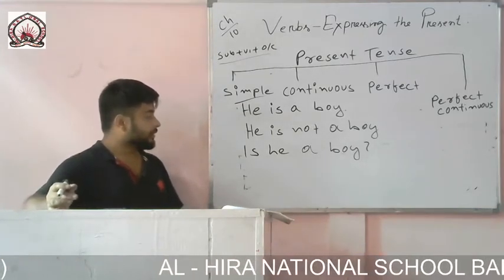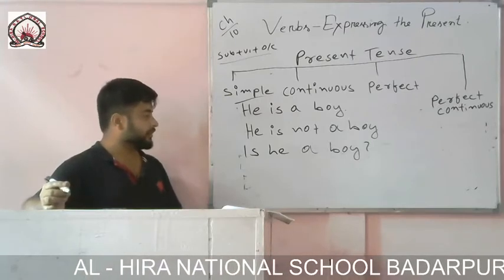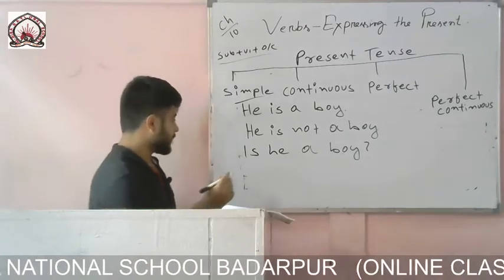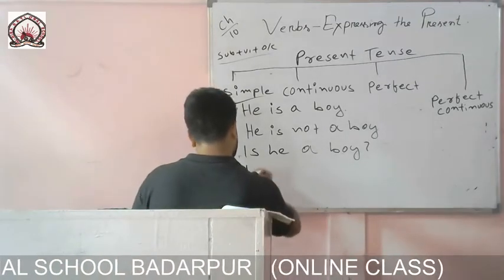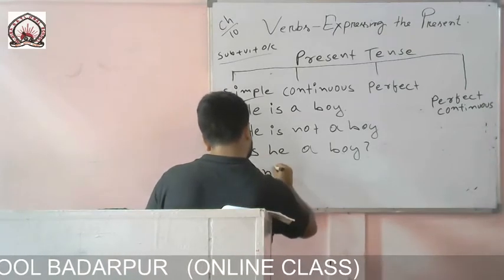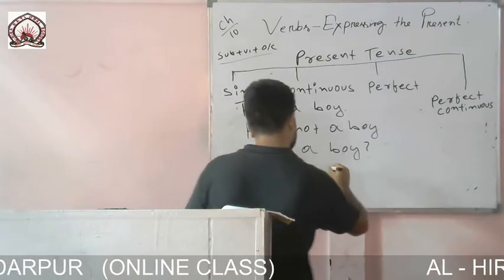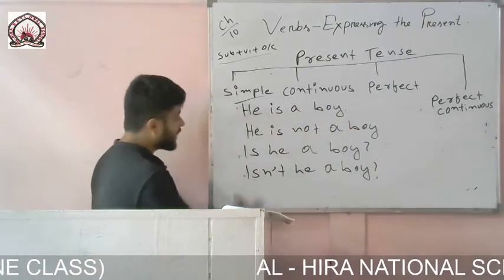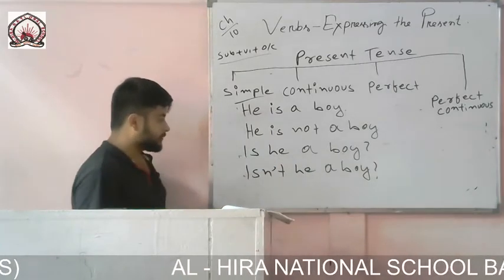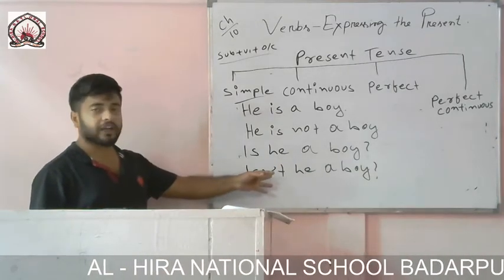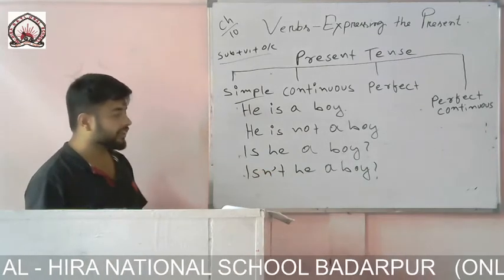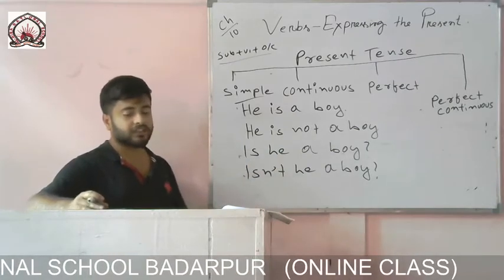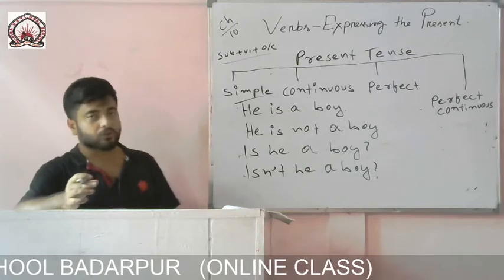Now how can we transform this sentence into interrogative negative? With isn't, we can write like this: isn't he a boy? In short form, that is the contracted form, we can write isn't he a boy, or you can also write is he not a boy? Then a question mark at the end. So like this we have to transform.